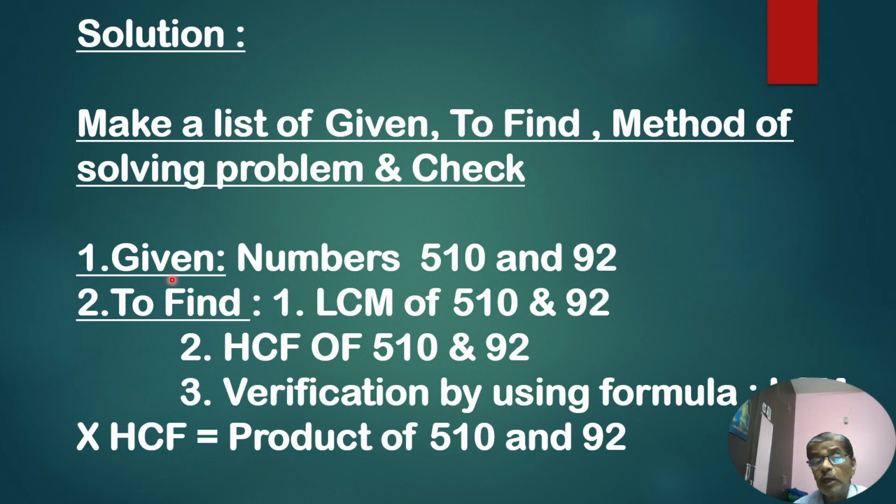In the problem above for illustration, given are the numbers 510 and 92. Read the problem properly. And what is it that we have to find out? We have to find out 3 things. LCM of 510 and 92, HCF of 510 and 92, and the third thing they have asked us is to verify using the formula LCM into HCF is equal to the product of 510 and 92.